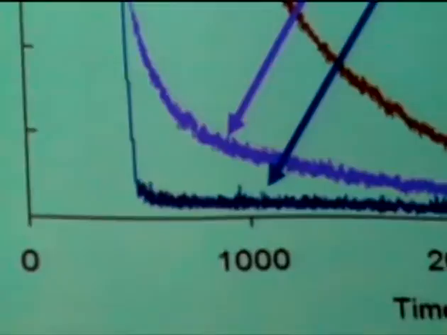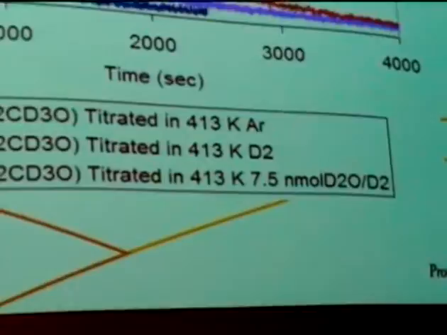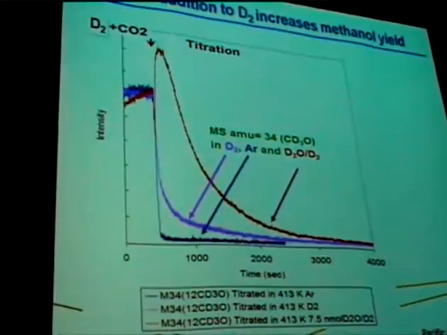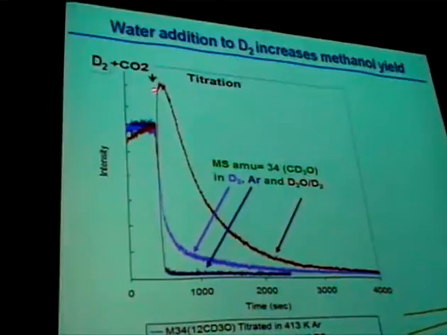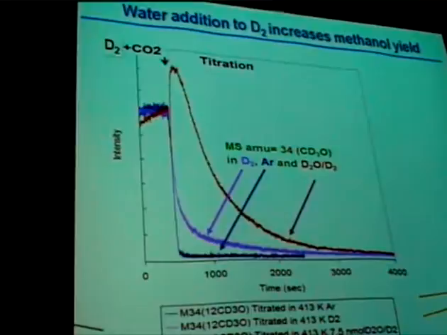And if we add a little bit of water, we can't read that here, but this is 7 nanomoles per second of water, the same moisture content as the reverse water gas shift plus methanol is producing in steady state. So this is roughly the water partial pressure under the catalytic conditions. And bingo, methanol comes off. In fact, at this point we have a slightly higher methanol production rate than we had in steady state. So water is releasing methanol.